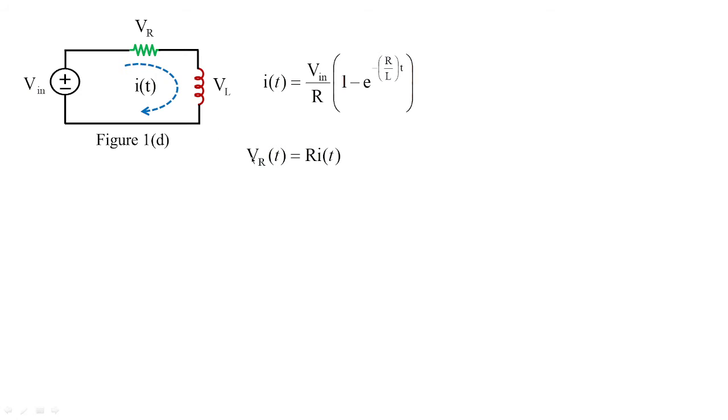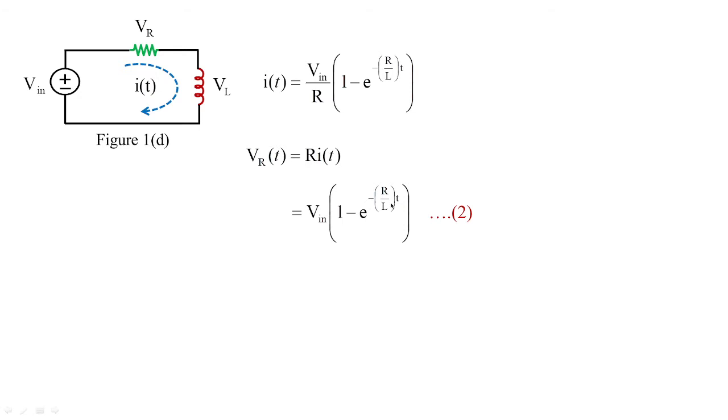Because from Ohm's law we know that VR of t is equal to R into I of t. Now I am substituting the value of I of t, which is V in by R into 1 minus e to the power of minus R by L t. Here R and R both get cancelled and we are left with VR of t, which is equal to V in of 1 minus e to the power of minus R by L t. Let me remind you, R by L is known as the time constant.